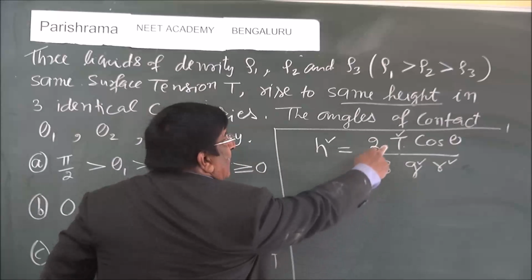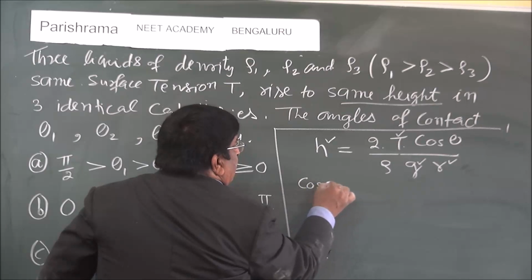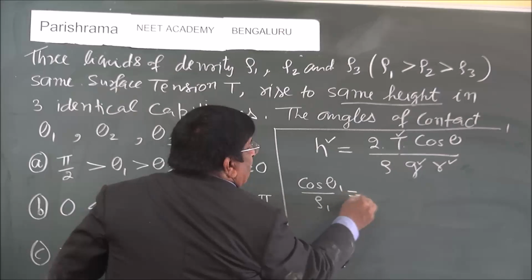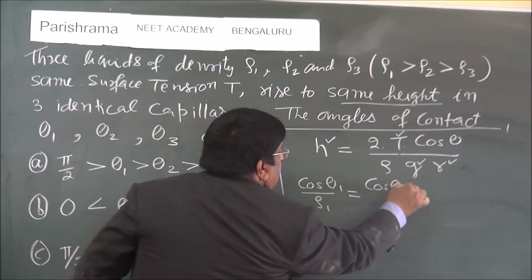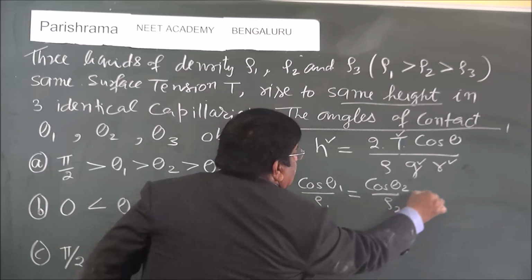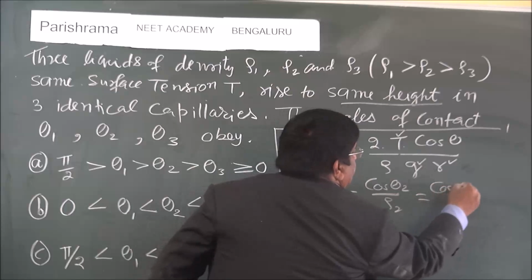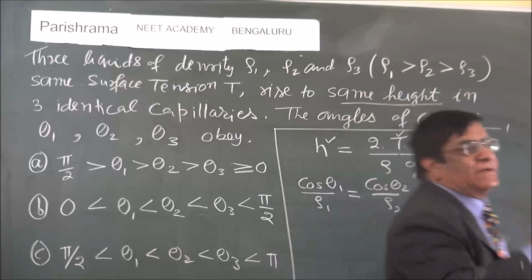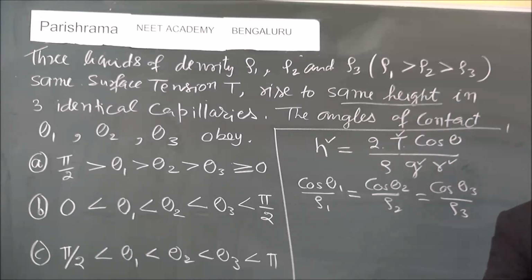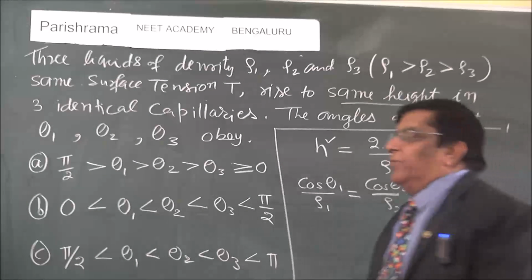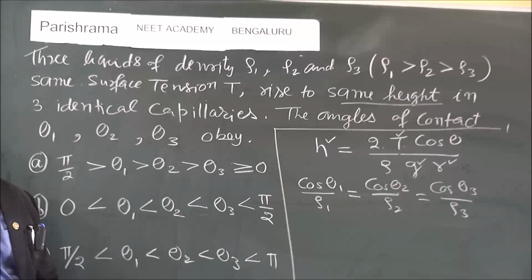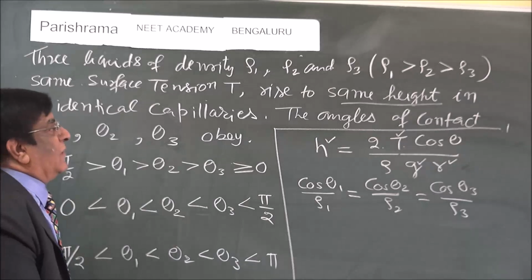For liquid number 1, cos theta 1 upon rho 1 is equal to... now this equation you got. This is your physics part of it. When you see a question, apply your physics knowledge and make an equation. So this is a surface tension, and what we were looking for.